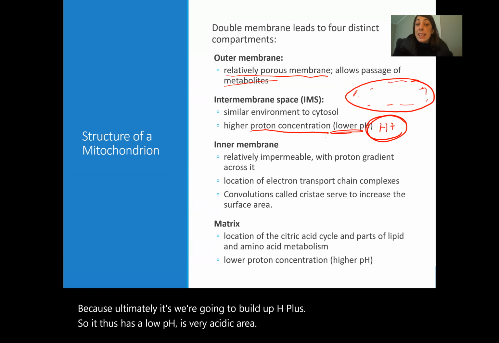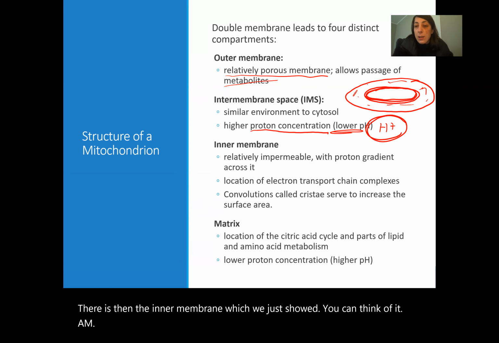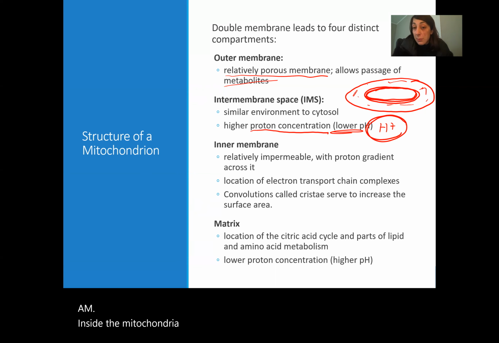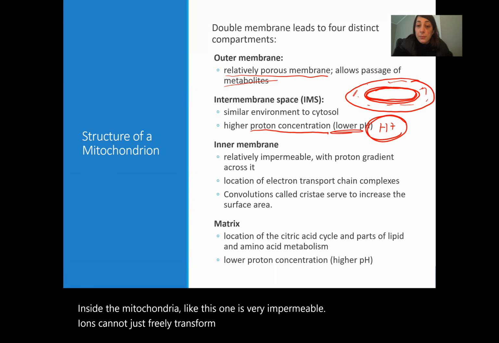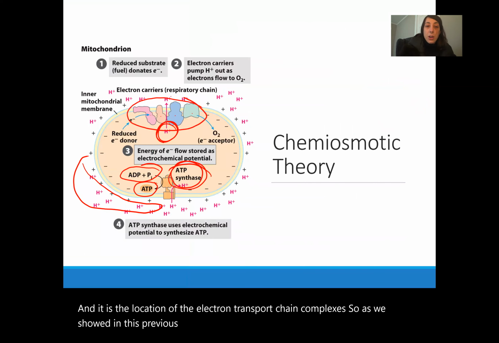There is then the inner membrane, which we just showed. You can think of it inside the mitochondria like this. This one is very impermeable. Ions cannot just freely transfer through it. And it is the location of the electron transport chain complexes. So as we showed in this previous picture, they live actually on the membrane itself.